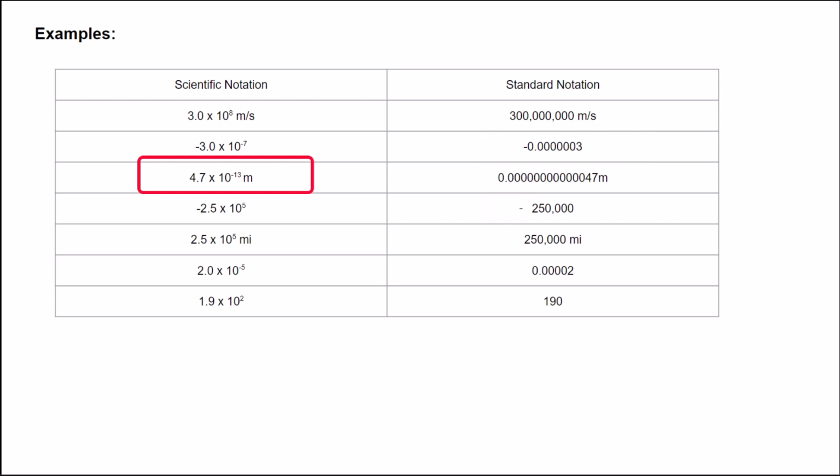Below that, we have a negative exponent, but it's a positive number. So we keep the positive sign in front of the number. And starting at the 4, we move the decimal place over by 1, and then we do that 12 more times with zeros. And the number you get on the right is that number in standard notation.